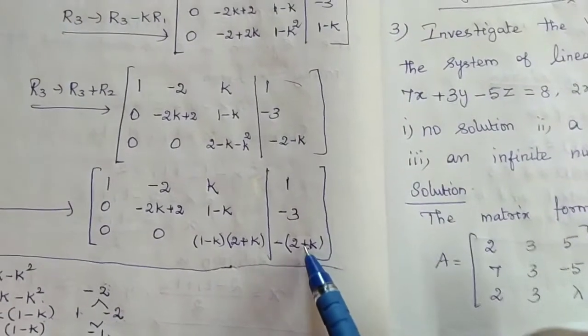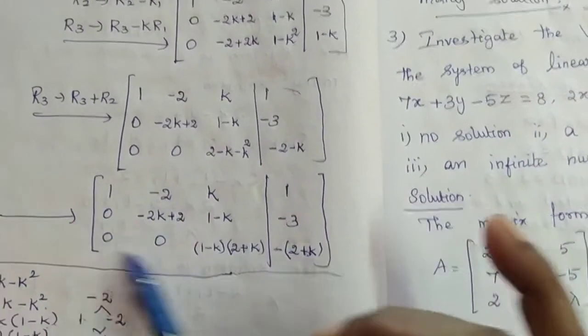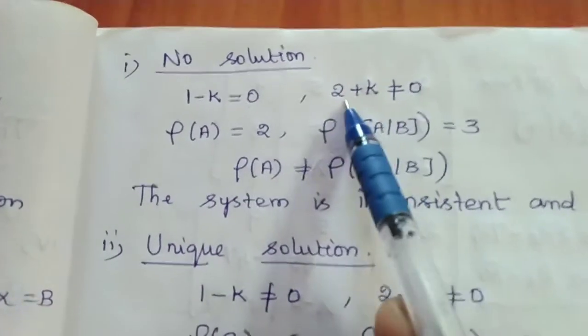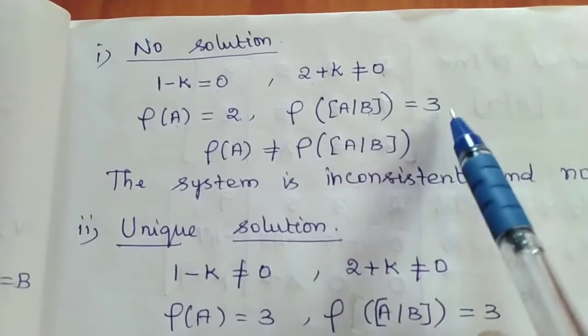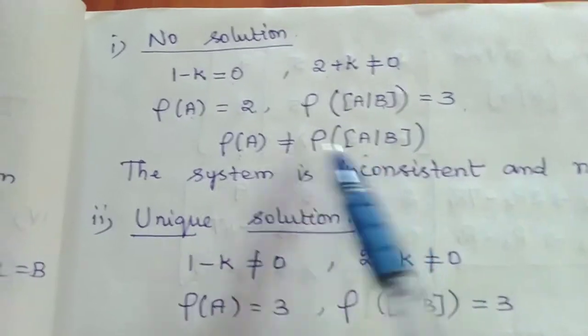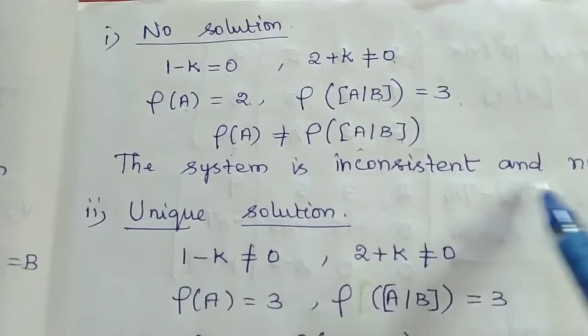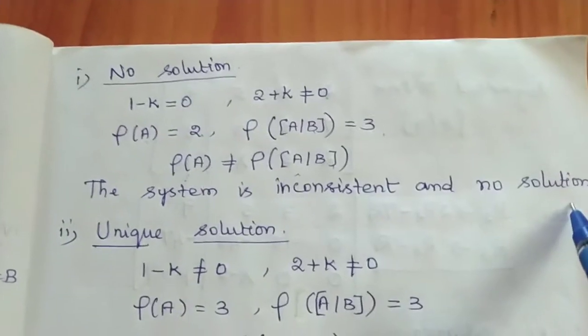2 plus k not equal to 0 means rank of A by B equal to 3. See that one: 1 minus k equal to 0, 2 plus k not equal to 0. So 1 minus k gives rank of A equal to 2, rank of A by B equal to 3. But these are not equal, so the system is inconsistent and has no solution.